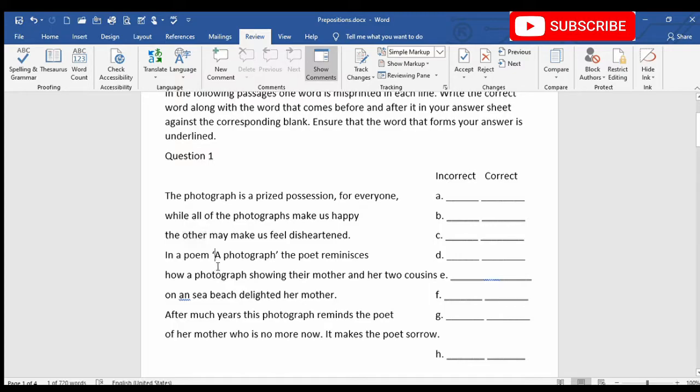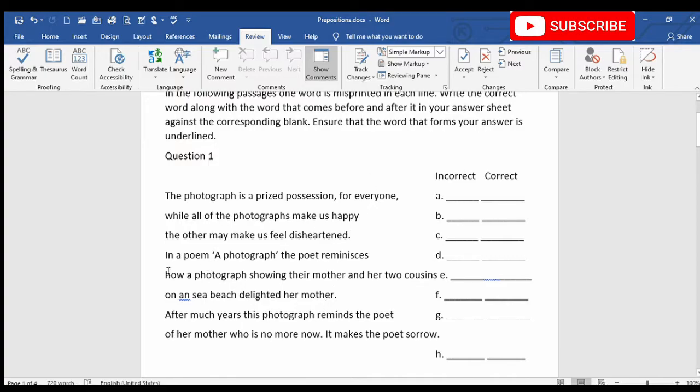Now let's move to the next line. In a poem, a photograph. Now the moment I am mentioning the name of the poem, and here the name of the poem is A Photograph, so it's a particular poem that I am talking about. So how can I write "a poem"?